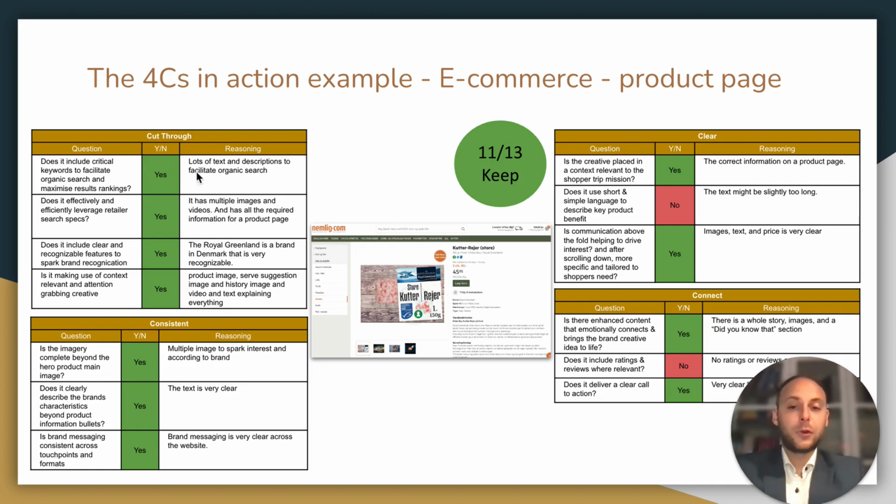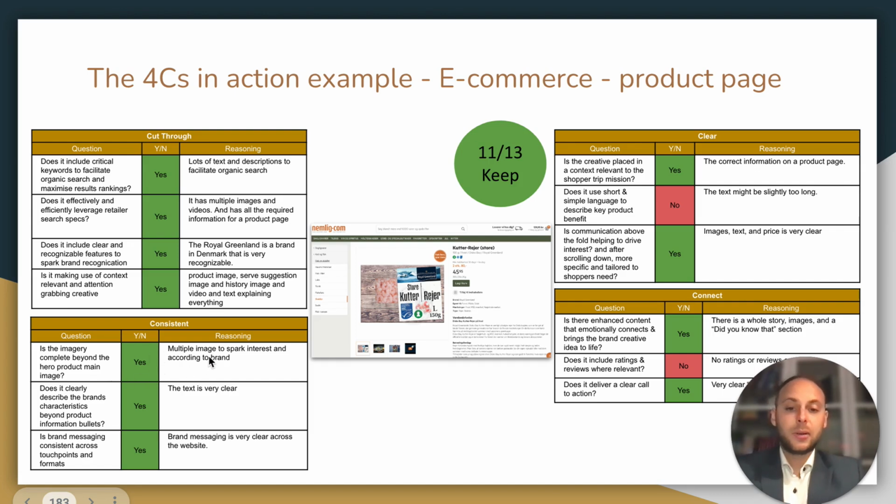So let's take a few examples. So when it comes to cut through, does it effectively and efficiently leverage retailer search space? Here I said yes, it has multiple images and videos and has all the required information for a product page. Does it include clear and recognizable features to spark brand recognition? Here I said yes, the Royal Greenland is a brand in Denmark that is very recognizable and known in all supermarkets.